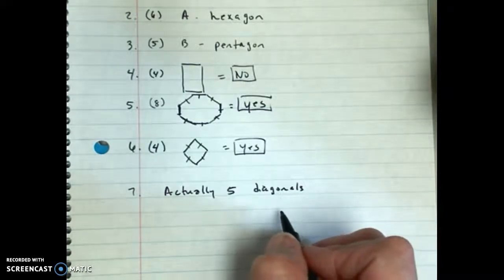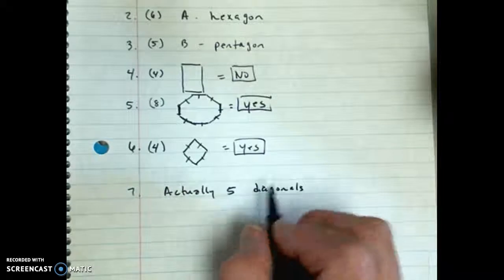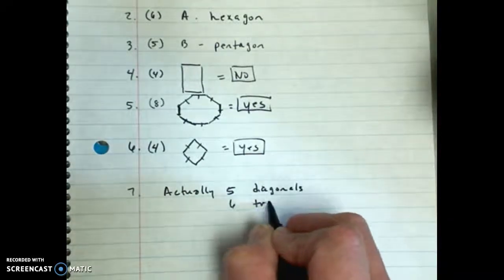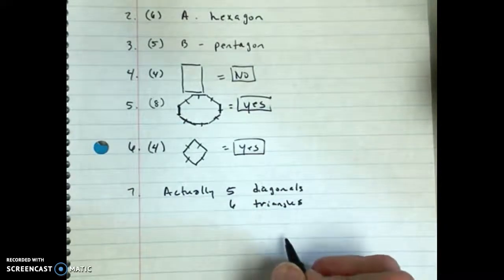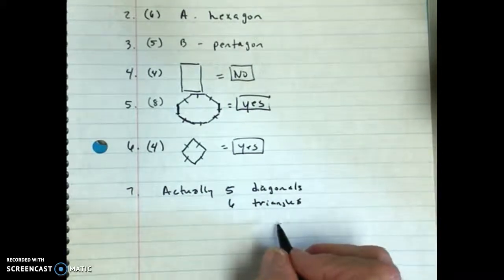And with those 5 diagonals, we notice we have 1, 2, 3, 4, 5, 6 triangles. That makes 6 triangles. Even though it doesn't ask for that, we're going to write that down. So 5 diagonals and 6 triangles.